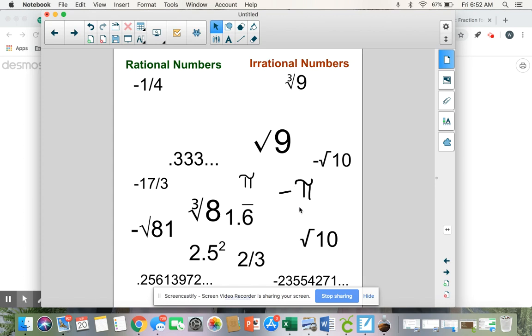Go ahead and sort through the rest of your cards. Check with the teacher to see if you're doing it correctly or if you have any questions about the difference between rational and irrational. And then there is an uploaded PDF that you can check your answers on. But I want you to do this first before you check your answers.